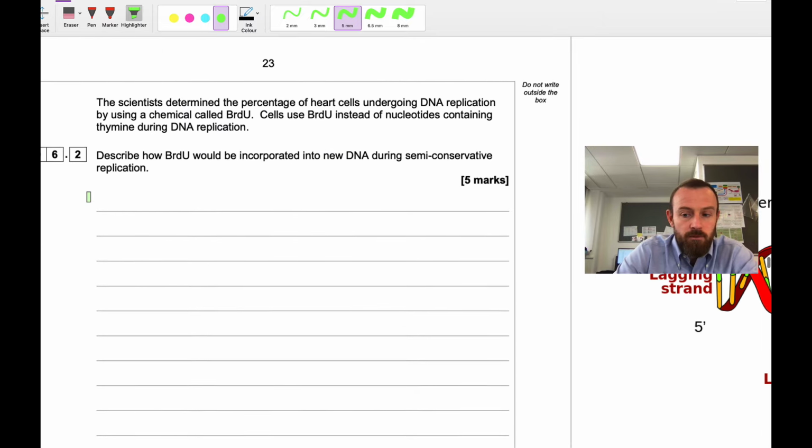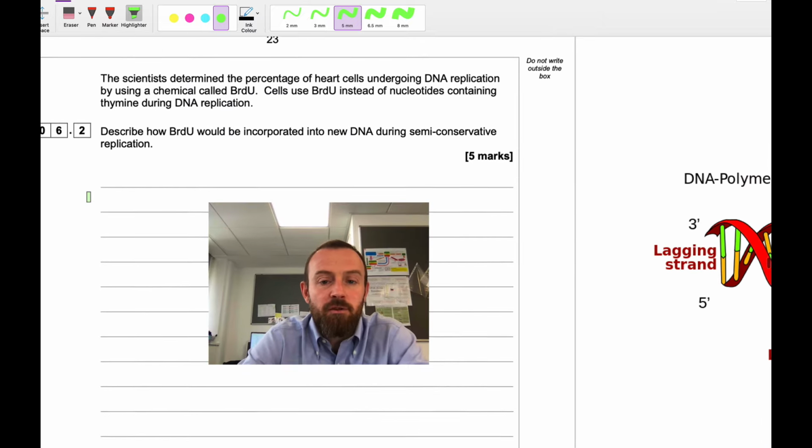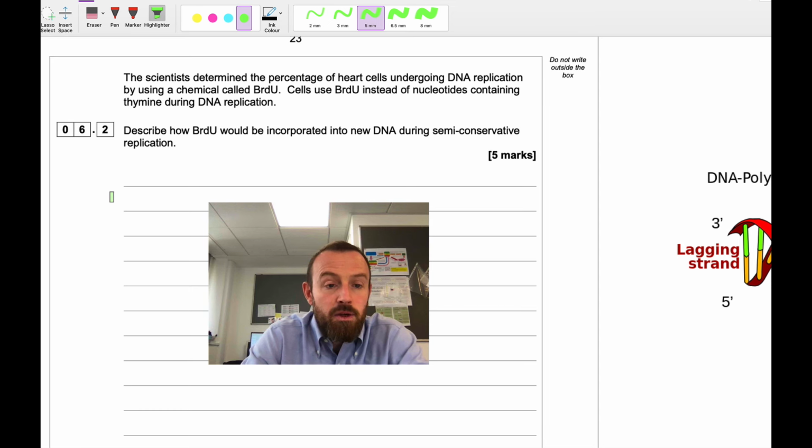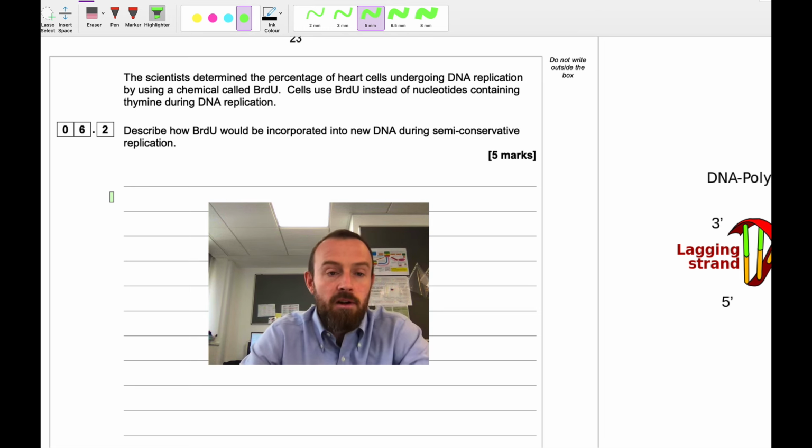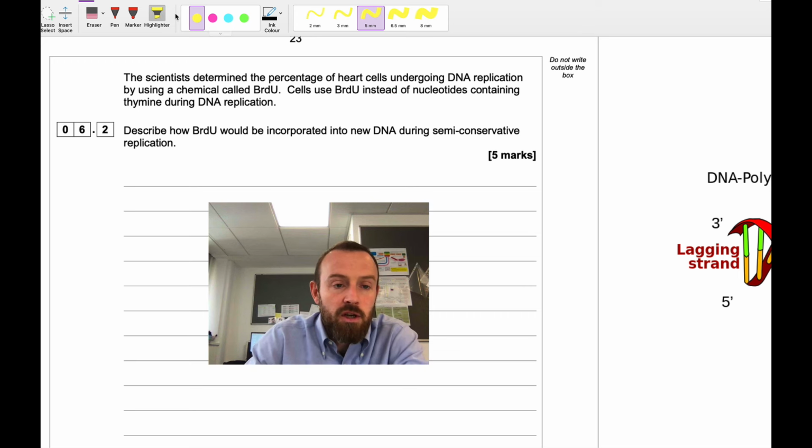Next part of the question. The scientists determined the percentage of heart cells undergoing DNA replication by using a chemical called BRDU. Cells use BRDU instead of nucleotides containing thymine during DNA replication. Describe how BRDU would be incorporated into new DNA during semi-conservative replication. Right, I like this question. Now this question is one of those questions that might throw people, but is actually simpler than you might initially think. So what might throw you is this BRDU.